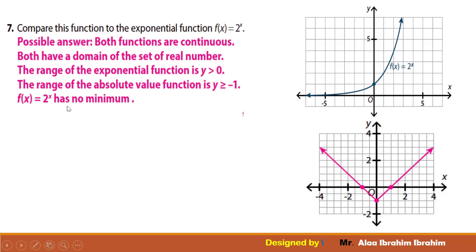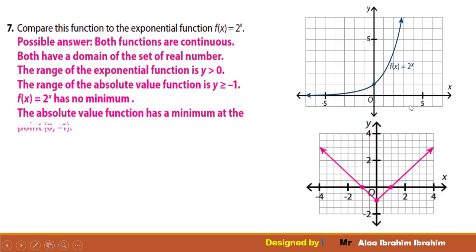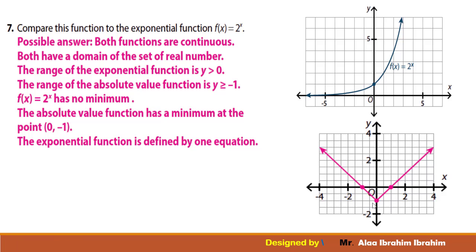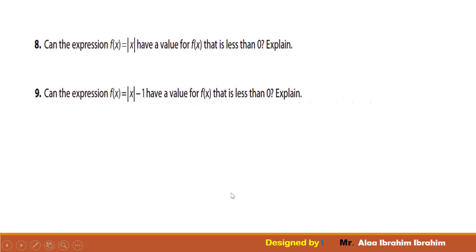F of x has no minimum here. I don't know where the minimum is, because this is continuous, there is no minimum. And the absolute value has a minimum at the vertex point, this point 0, -1. The exponential function is defined by one equation. Here, one equation. But here, I have two piecewise equations, one positive, one negative, because we're dealing with an absolute function. So I think everything is clear here.